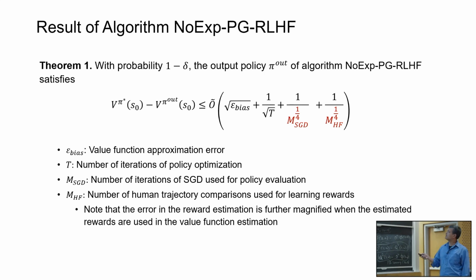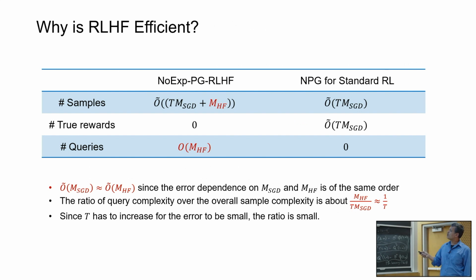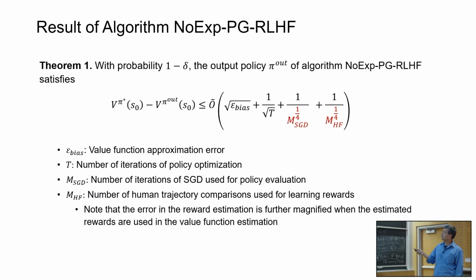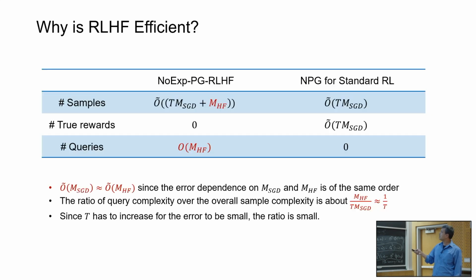So what is the overall sample complexity? The overall sample complexity is T times M_SGD, because within each policy improvement step we are doing M_SGD steps of SGD, and we are adding human feedback at the beginning. So the total number of samples is T M_SGD plus M_HF because of human feedback. If we did not have human feedback and knew the reward, it would be T M_SGD. And the number of extra queries that we are doing when we are doing RLHF is of order M_HF.